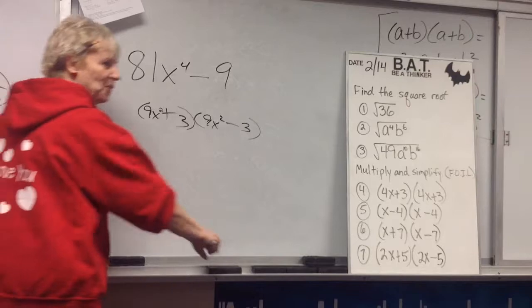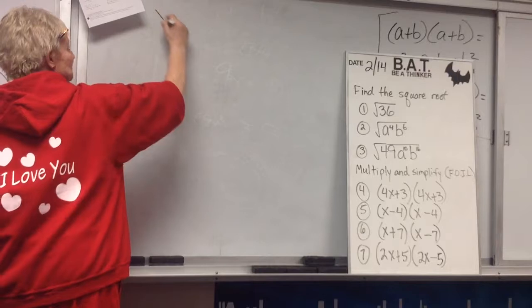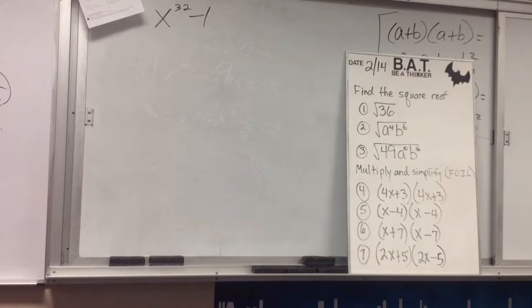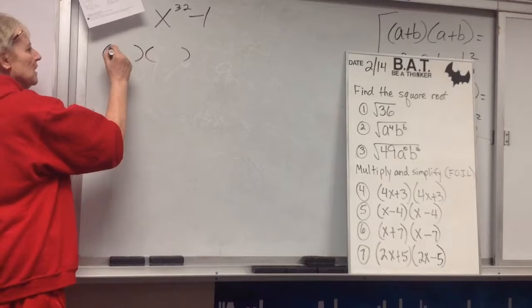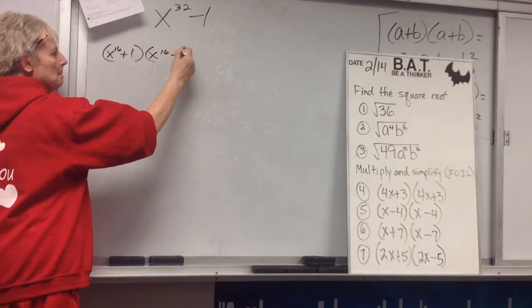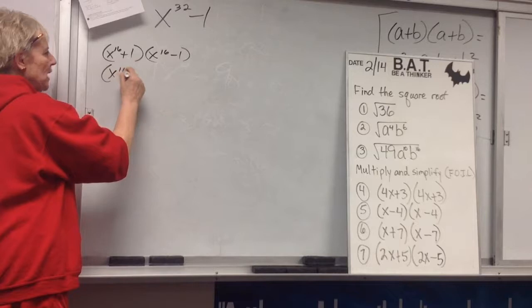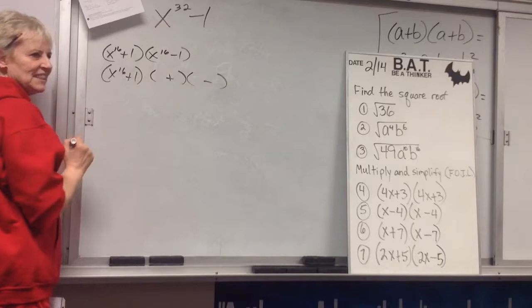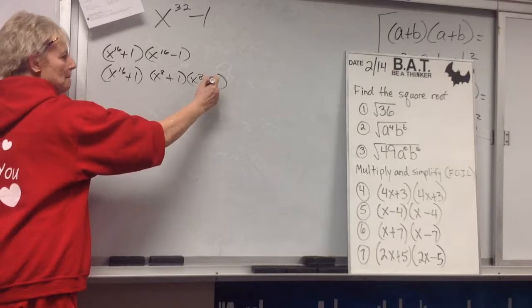Now, this is what you saw on the board when you came in today. Oh my goodness. It's crazy, watch. They're both perfect squares, stop there. So one's plus and one's minus. X to the 16 plus 1, x to the 16 minus 1. Guess what? Perfect squares. So just rewrite the first one. One's plus, one's minus. 8.